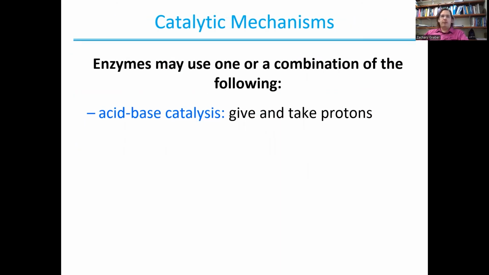Now that we've seen the general thermodynamic approach of our enzymes, I want to look specifically at the general catalytic mechanisms that we commonly see for our enzymes. So we'll generally see our enzymes use one or more of the following different mechanisms. So we'd have an acid-base catalyst that has acidic or basic groups on the protein that will then be giving and taking protons from our substrate.